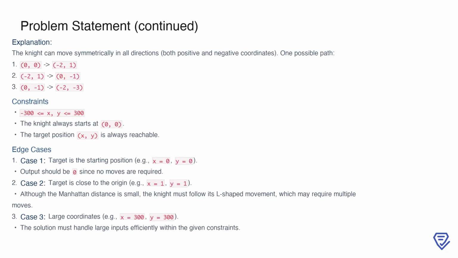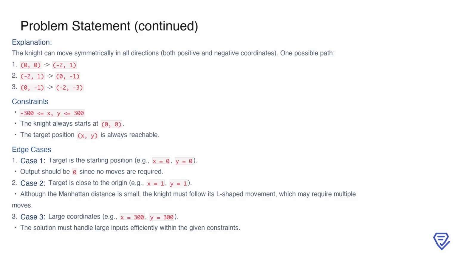When the target position is -2, -3, the knight still follows its L-shaped movement, and the solution takes into account symmetry in all directions. One possible path for this case is, the knight first moves from 0, 0 to -2, 1, then to 0, -1, and finally to -2, -3. This requires exactly 3 moves, so the output is 3.